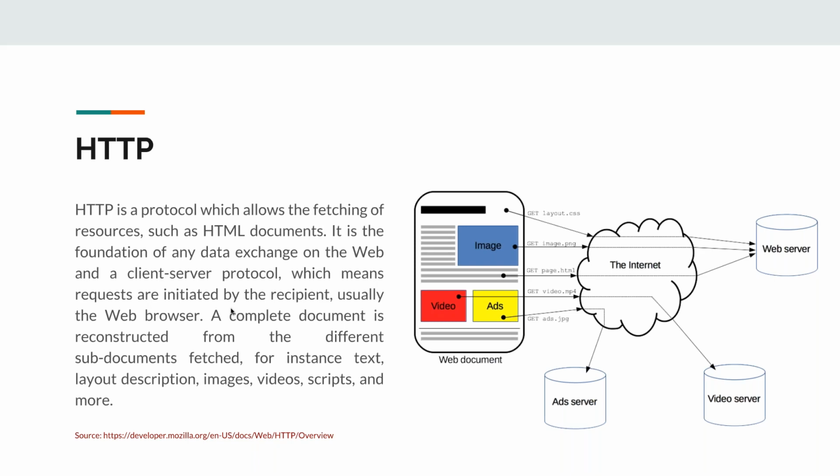A complete document is reconstructed from the different sub-documents fetched, for instance, text, layout description, images, videos, scripts, and more. When they say layout descriptions, you're talking about HTML. HTML is just saying this is the structure of the document. Then you have CSS that is telling you how to position things and what color to give to things. So all these things that we do every day are made possible by the HTTP protocol.